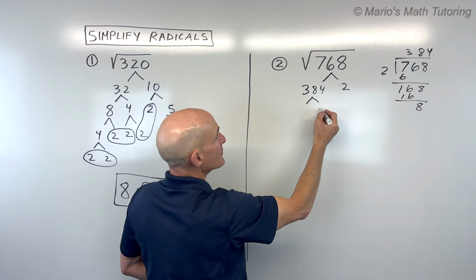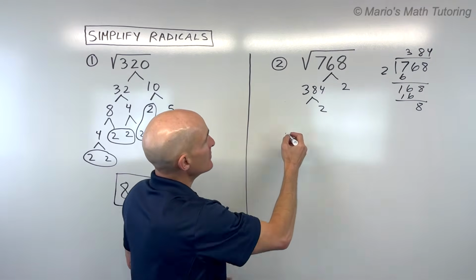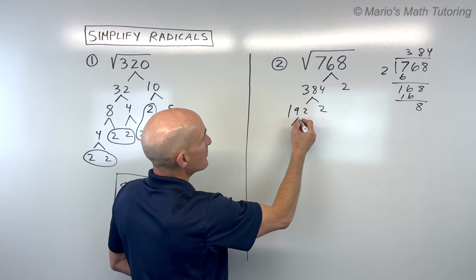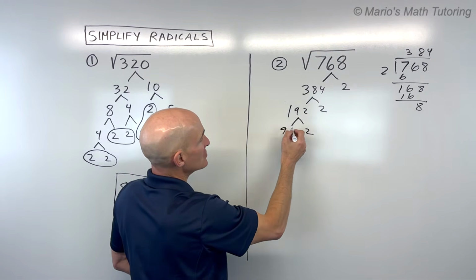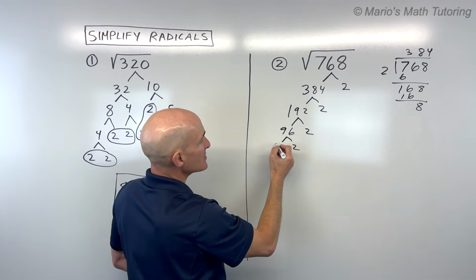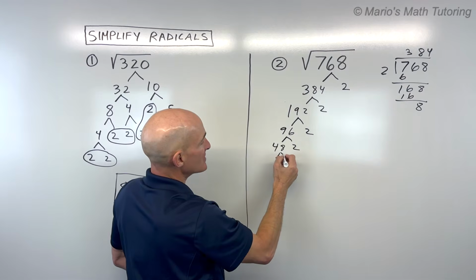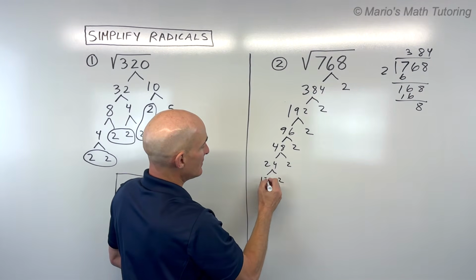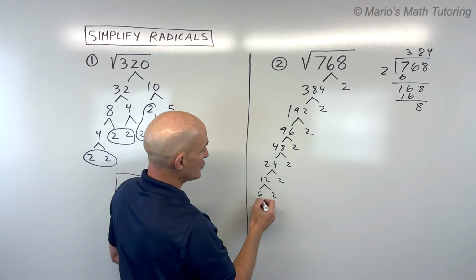384 ends in an even number, so I can divide that by 2. That's going to be 192. This ends in an even number, so that means I can divide that by 2. That's 2 times 96. Again, if it always ends in an even number, you can always cut it in half. And so you can see that's what I'm doing right here. I keep dividing by 2 if it's even. Okay, that's a nice way to do it.